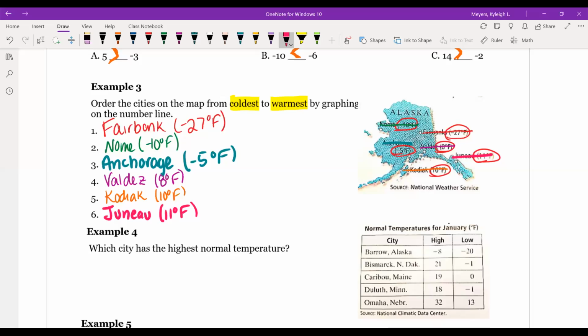All right, so hopefully you paused and you wrote down those cities in order. So we stopped with Nome, right? So I wanted you to put the last 4 cities in order. So we want Anchorage with -5, Valdez with 8, Kodiak with 10, and then Juneau with 11. Okay, so we just put them in order from least to greatest.